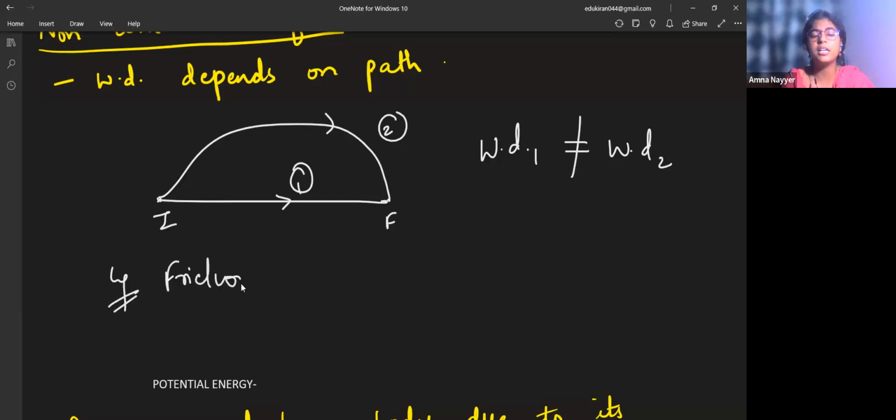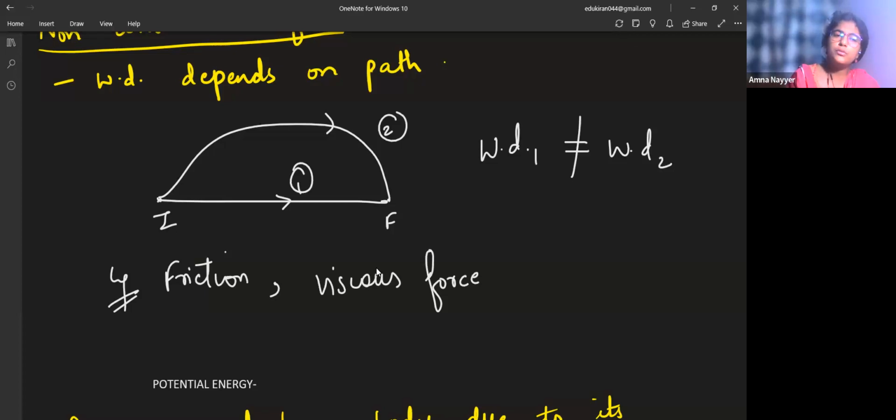Friction you people have studied. This is a dissipative force, as are all such forces. You have a lesson, properties of fluids, where you get the concept of viscous force. Viscous force is just like frictional force, but in liquids, in fluids. So viscous force and friction force all depend upon the path traveled. So they are non-conservative forces.